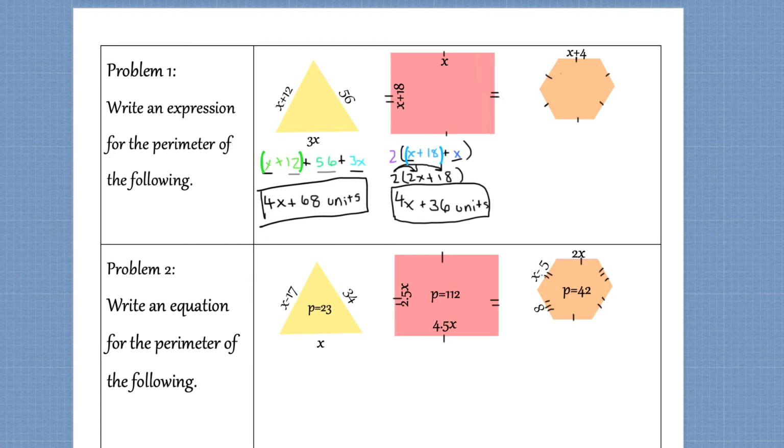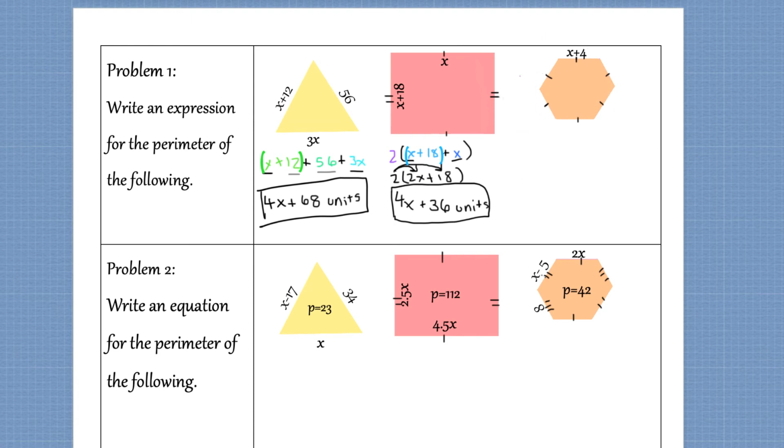Moving on to the next one, we have a hexagon, and it only gives us one of the side lengths. But if you look at the hexagon, there are again lines on each side. The side that gives us the length of x plus 4 has 1 line underneath it, and all of the rest of the sides also have 1 line. So we can say that all of these sides are equal to x plus 4.